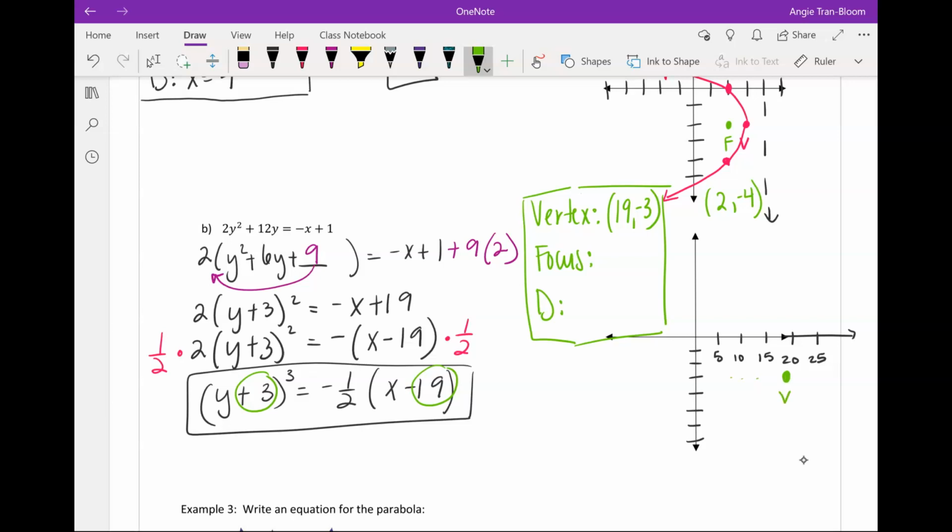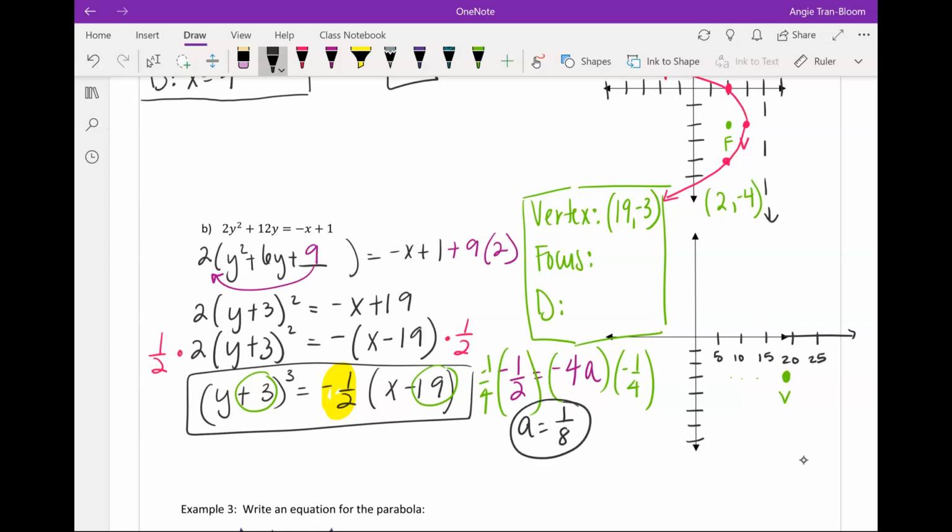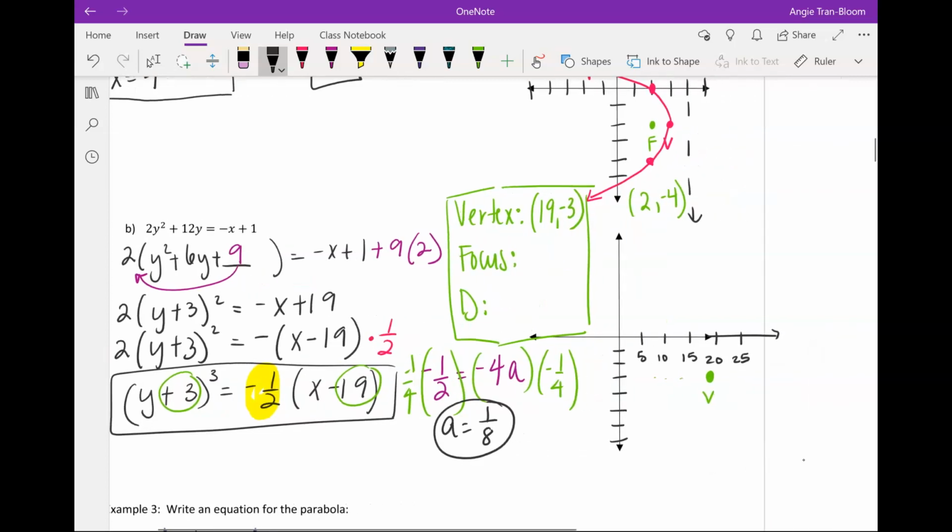Next, I need to find an a value for us to even find the focus and the directrix. Are you ready? A value. Well, we know that it opens to the left because of the negative 1/2. See this right here? We are going to take negative 1/2 and set it equal to negative 4a. To get rid of negative 4, we will multiply this by negative 1/4. So a will come out to be super tiny, isn't it? A is 1/8. Oh my. So that means we are going to eyeball 1/8.